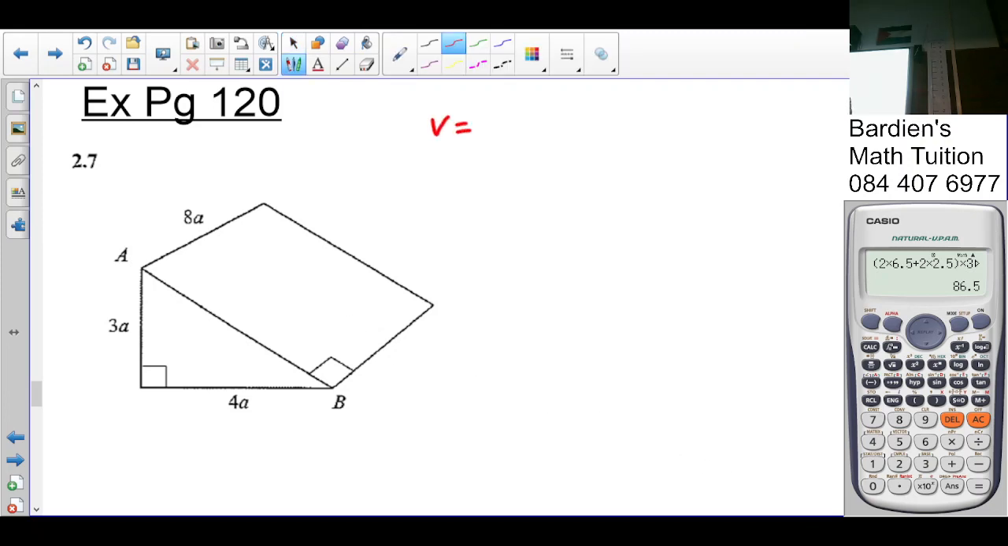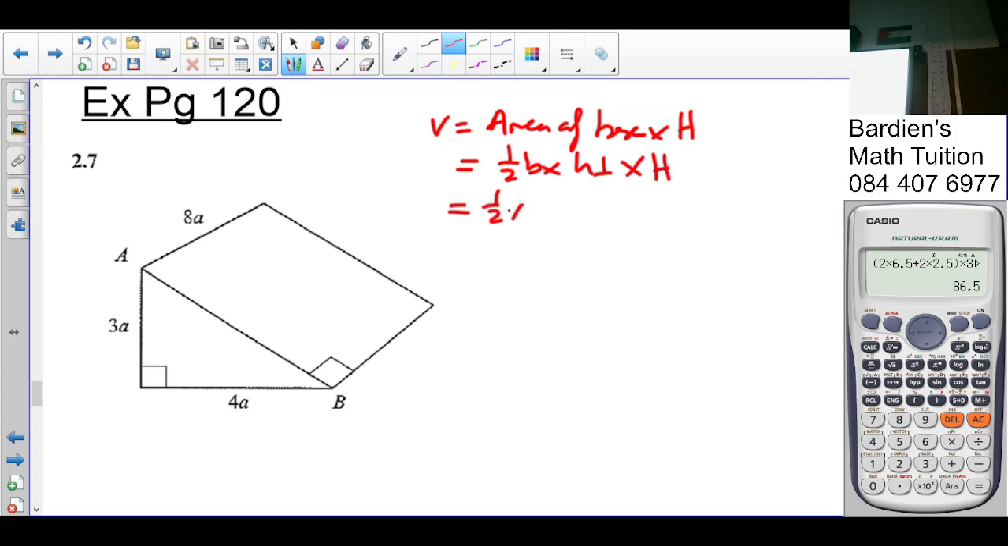So the volume is equal to area of base times height. What type of shape is this base? Triangular base. Not so. How do you calculate the area of a triangle? Half base times perpendicular height times the depth of the object. So half. What's my base? 4a times my height 3a times the depth of the object 8a.